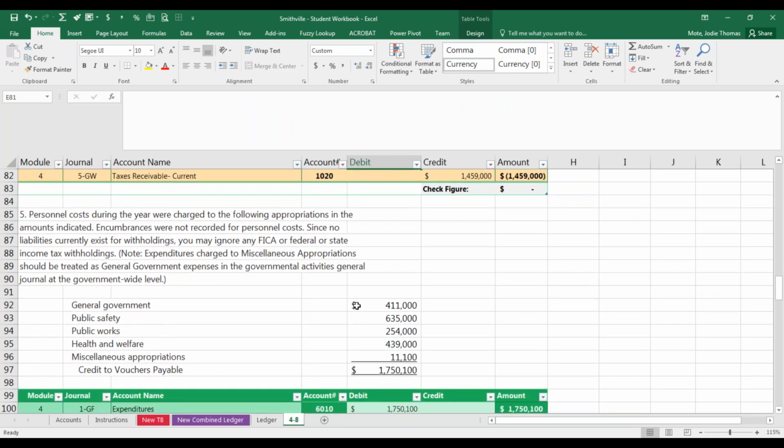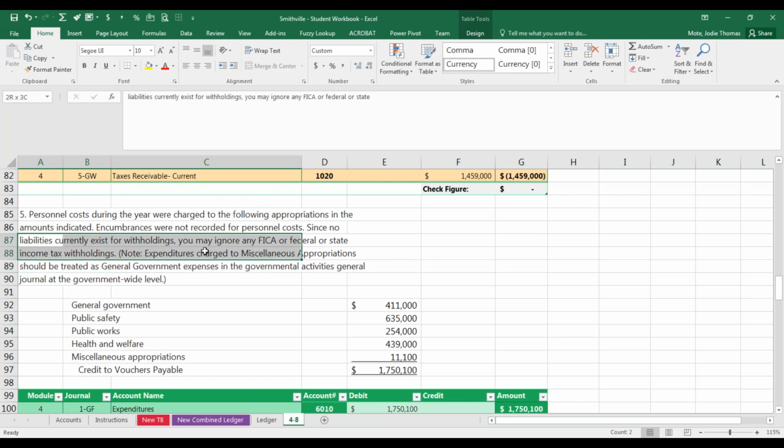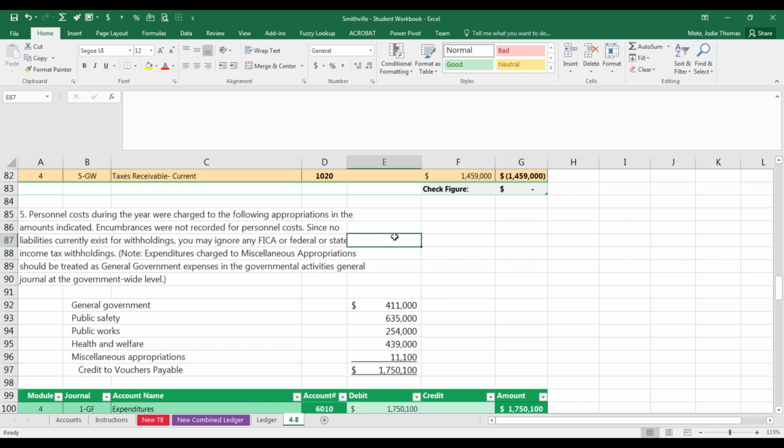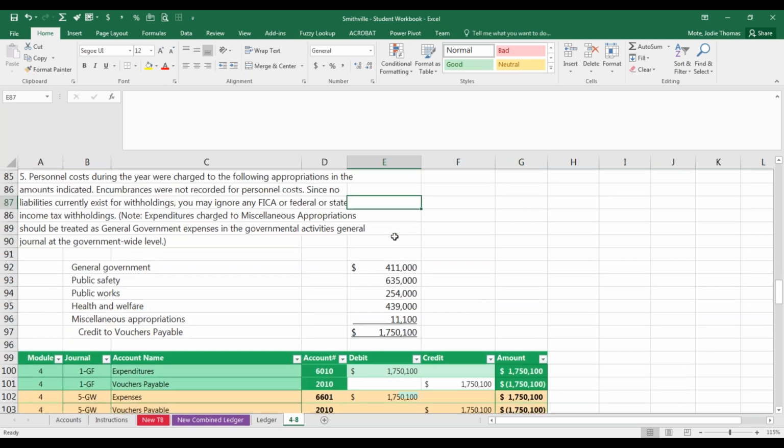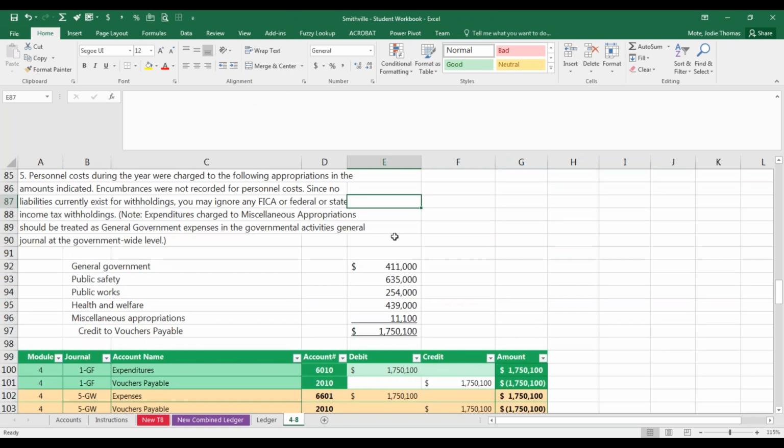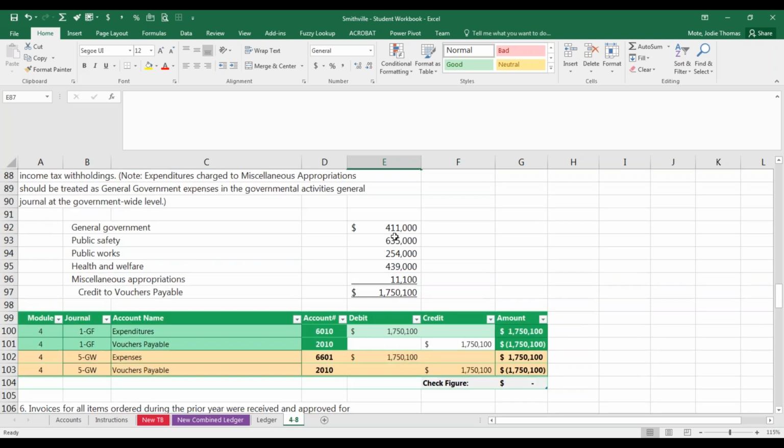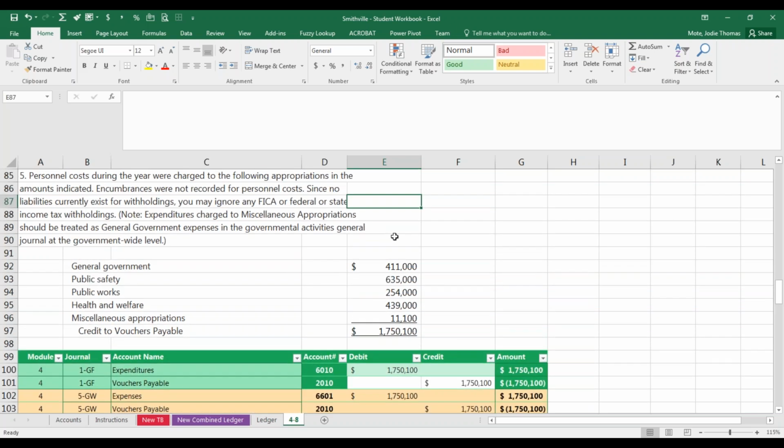All right, number 5, personnel costs were charged to the following appropriation amounts in the amounts indicated. Encumbrances were not recorded for personnel costs, and so since there are no liabilities that currently exist for withholdings, you can ignore FICA and the other withholdings. Expenditures charged to miscellaneous appropriations should be treated as general government expenses. All right. So this one we are just basically recording the expenditures and associated vouchers payable.